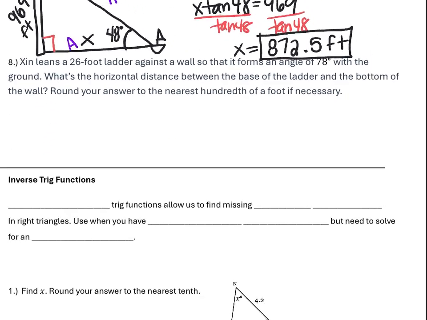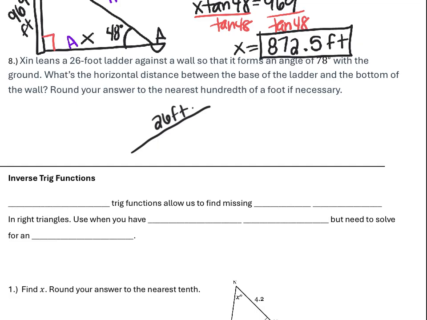Try number 8 on your own. 26-foot ladder, angle of 78 degrees with the ground. So this looks like this. And then it's asking us for the horizontal distance. So we are looking for the ground length, essentially. If 78 is our theta, we have a hypotenuse and an adjacent. So hopefully you used cosine. Cosine of 78 degrees is equal to the adjacent side over the hypotenuse.